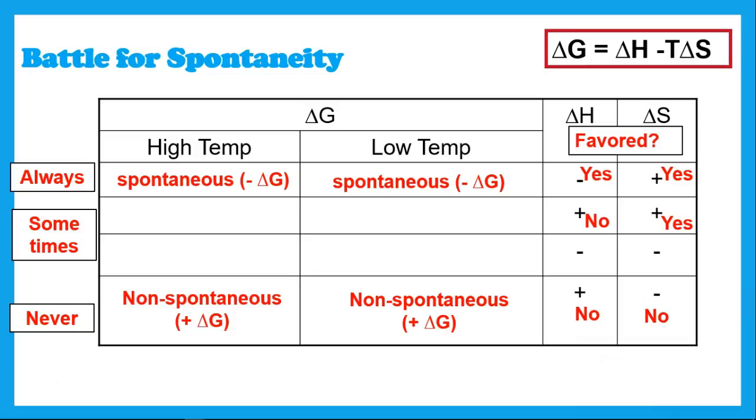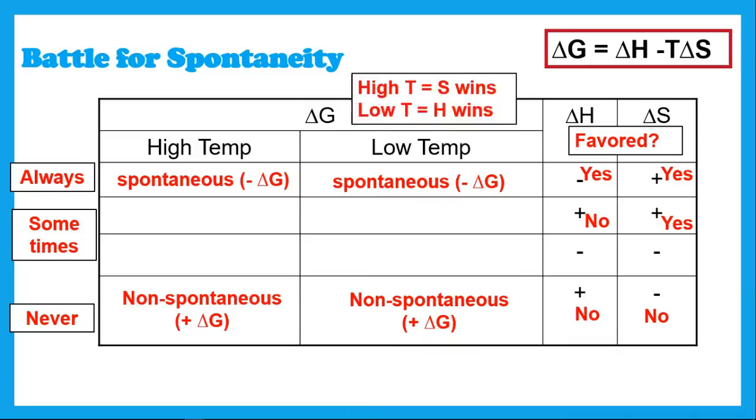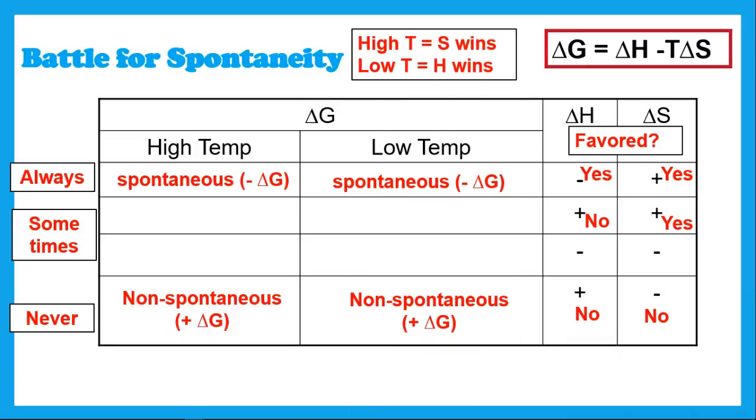So which one wins? Depends on temperature. So please write this. High temperature, S wins. Low temperature, H wins. Okay. Remember we talked about the magnitude of delta S because of the size of temperature. So at high temperature, S wins. So that means S will dictate whether it's spontaneous or non-spontaneous. So at high temperatures, S is saying yes. So we'll write spontaneous.